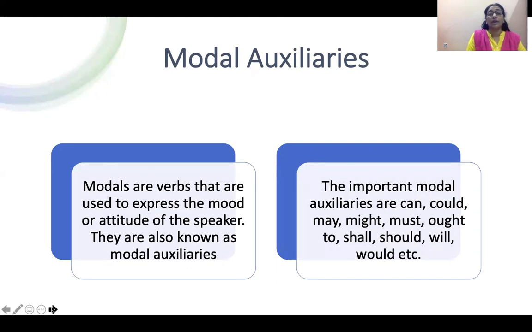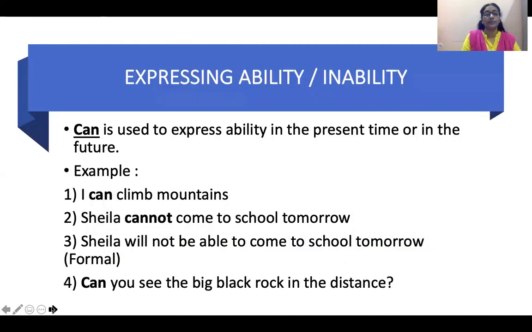Now we'll learn about modal auxiliaries. Modals are verbs that are used to express the mood or attitude of the speaker. They are also known as modal auxiliaries. The important modal auxiliaries are can, could, may, might, must, ought to, shall, should, will, would, etc. Modals are used for several purposes, expressing ability or inability.